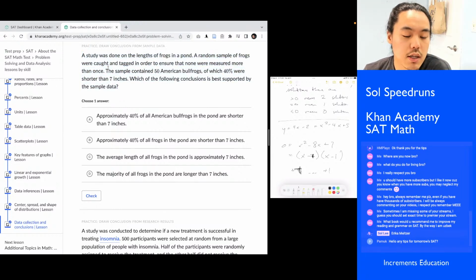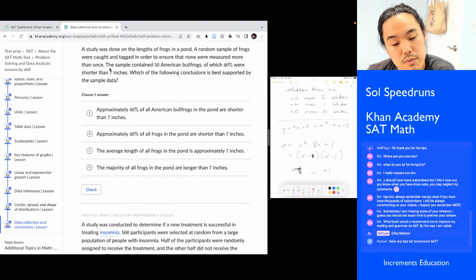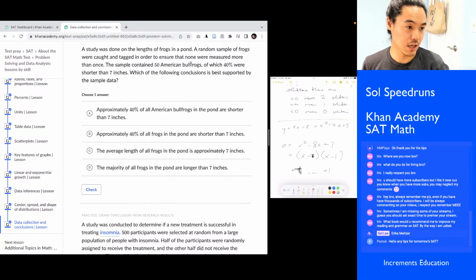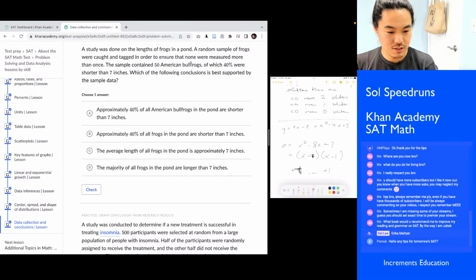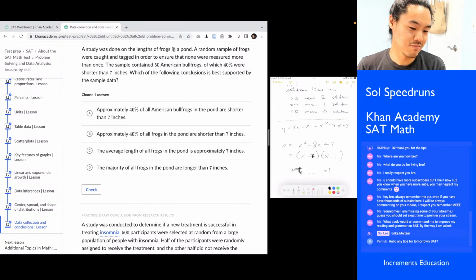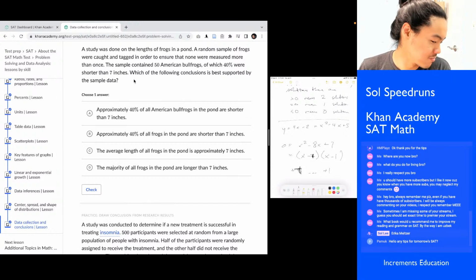Study that was done on the lengths of frogs in a pond. The random sample of frogs were caught and tagged in order to ensure that not... By the way, these kinds of questions did not exist on the old SAT. That's partly why I'm taking my time, because I just don't 100% know what this is.